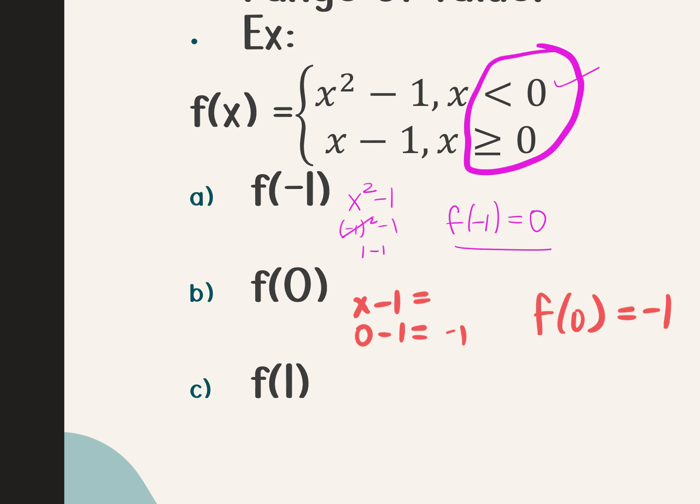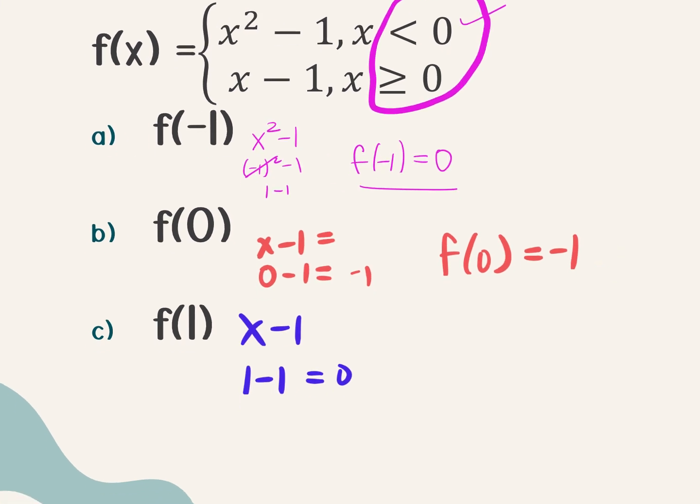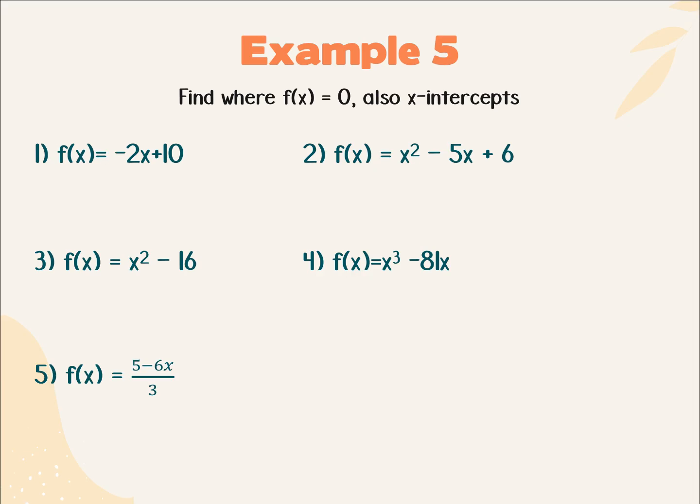Let's evaluate now using 1. Well, where does 1 fall? It's greater than or equal to, so I'm going to use this one, x minus 1. So I'm going to plug in 1. 1 minus 1 is, so how would I write my answer? F of 1 equals 0. Perfect. Just getting you guys used to the notation of things. How do we feel? We're okay? All right. I knew you guys would be okay.